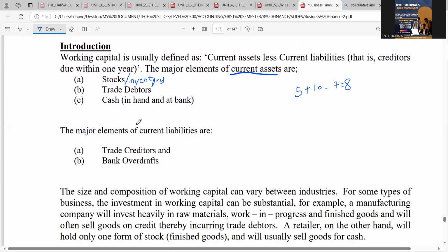Then we come to the major elements of your liabilities. We have creditors, those you buy on a credit basis from, and you owe them and you have to settle them. Then we have the overdraft. Overdraft, like I explained, is where you have an amount of money with the bank, say 2,000, but you need 10,000 to run your business.